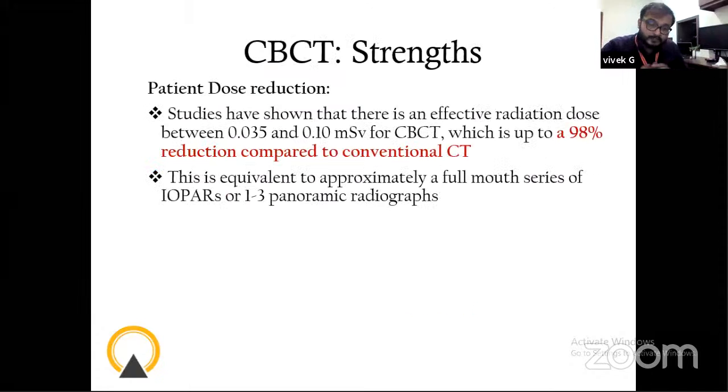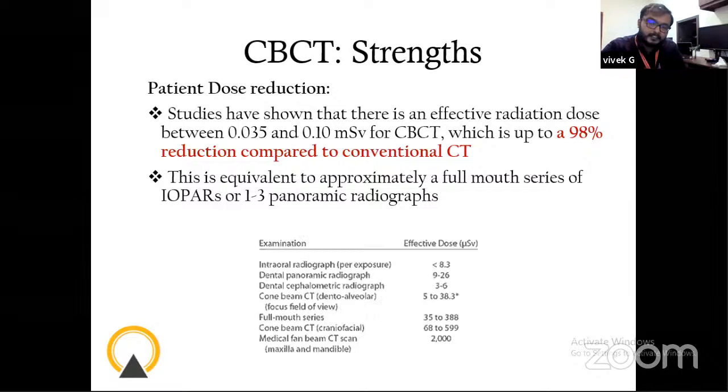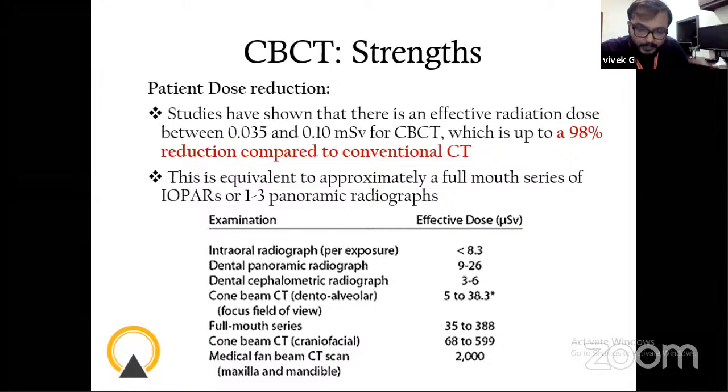Again, patient dose is comparatively less. That is 98% reduction when compared to a conventional CT. And it is comparable to a full mouth series of intraoral periapical radiographs, or if it is a small FOV CBCT scan, it is comparable to a single or up to 3 panoramic radiographs. So the amount of radiation that is going to the patient, as can be also seen from the figures, is very less.